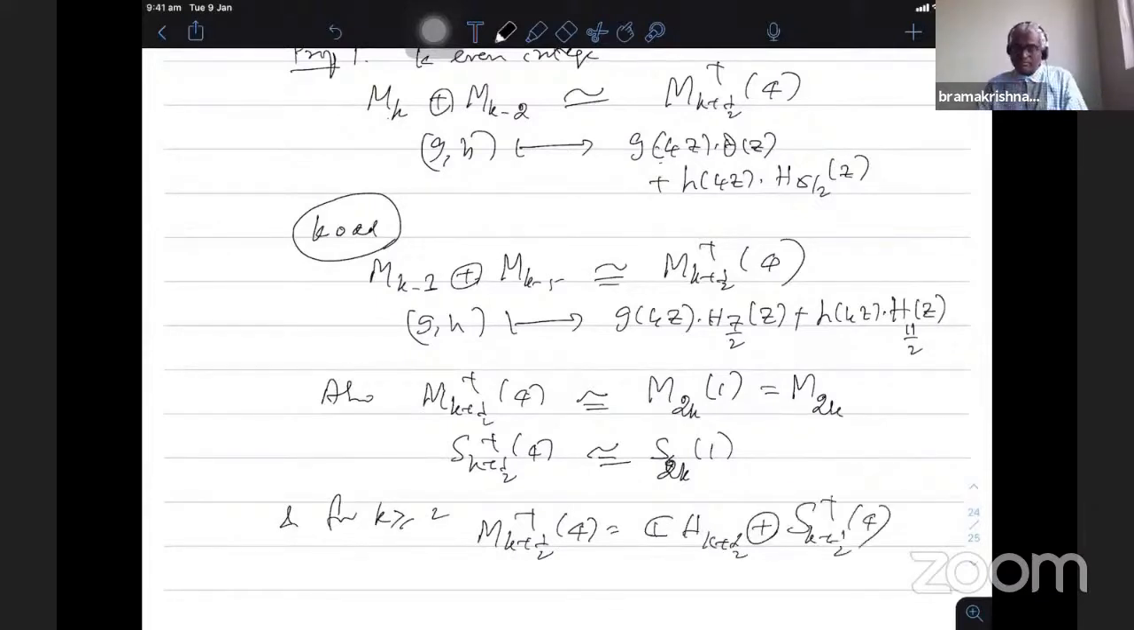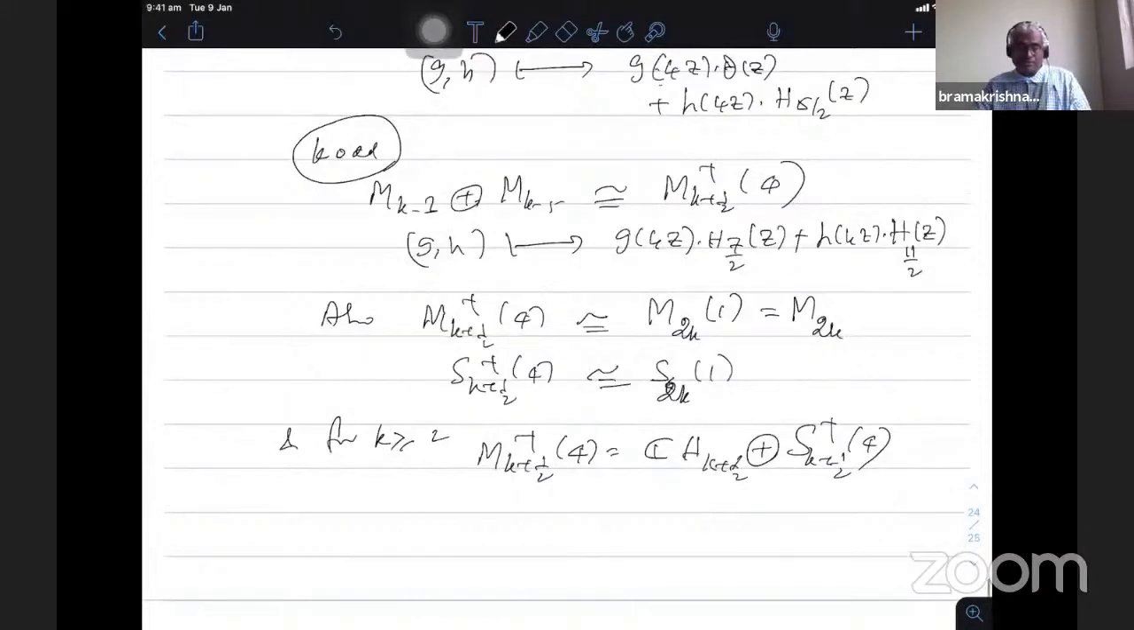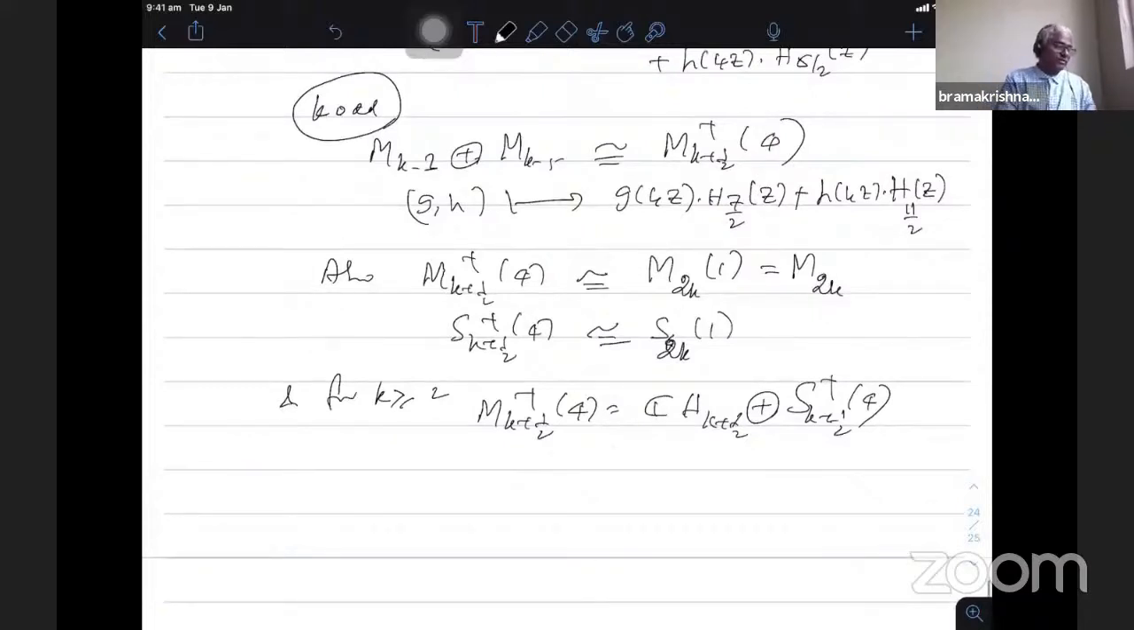If you have seen a course on modular forms, we know that the space of modular forms of weight 2k can be written uniquely as a sum of the Eisenstein series of weight 2k plus a cusp form of weight 2k. A similar condition comes here also. Because of this isomorphism, we naturally expect that this plus space should also have the same kind of decomposition, one part coming from cusp forms and another being a multiple of the Eisenstein series.